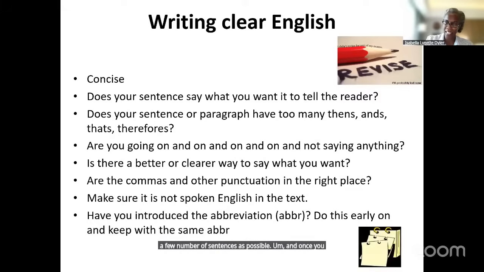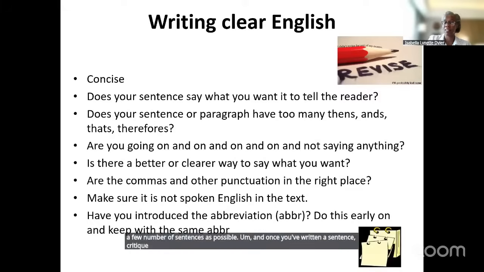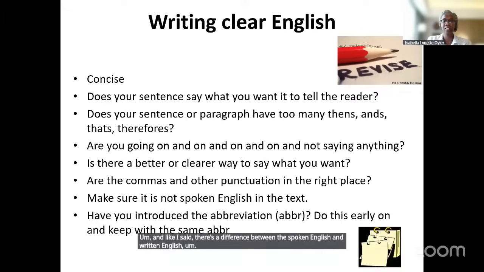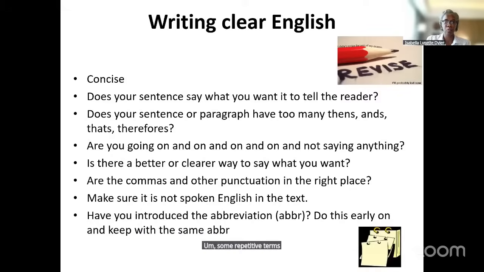And once you've written a sentence, critique yourself and say, is there a better way of saying it? Is there a clearer way of saying it? Ensuring your punctuation and commas, etc., are in the right place. And like I said, there's a difference between the spoken English and written English. So ensure that your written English has lots of clarity in it, as opposed to some repetitive terms or your verbal spoken English.